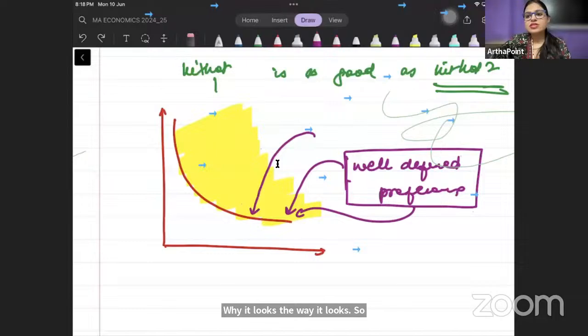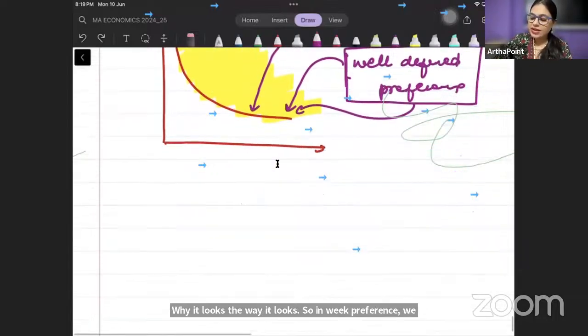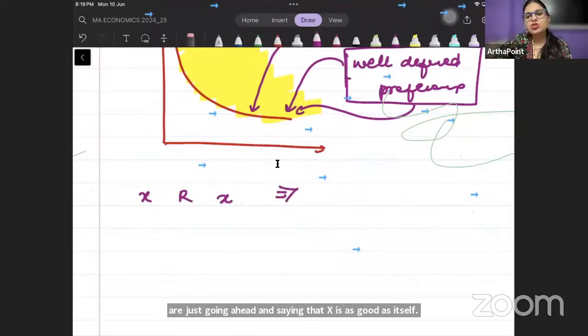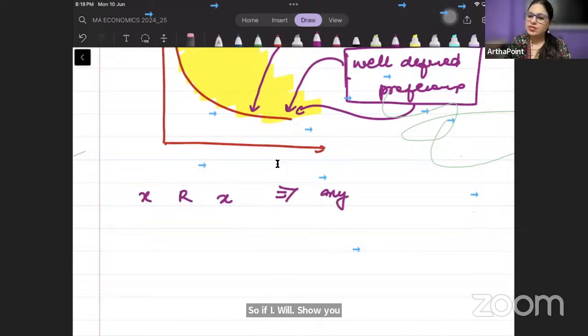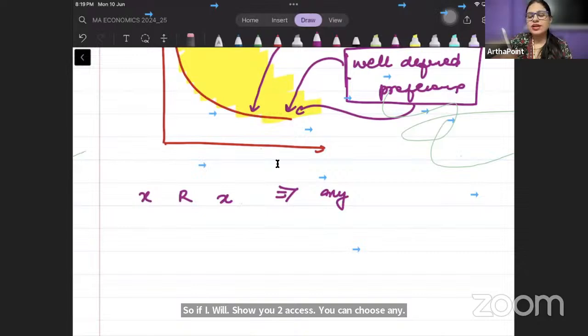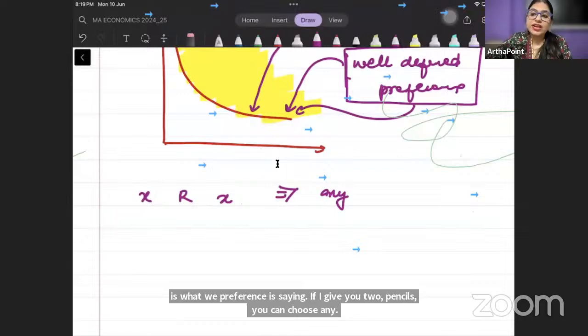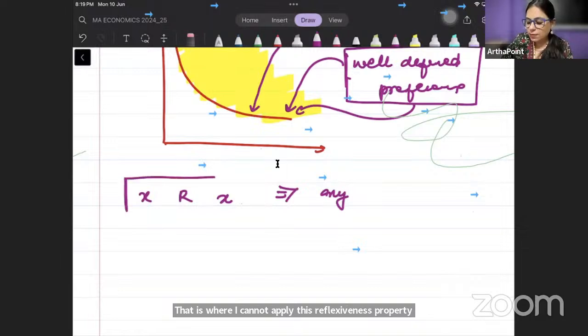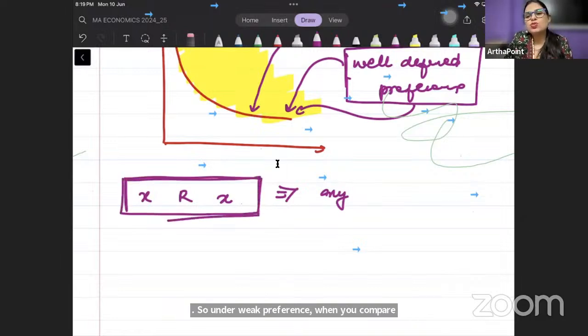So in weak preference, we are just saying that X is as good as itself. So if I show you two X's, you can choose any. That is what weak preference is saying. If I give you two Nataraj pencils, you can choose any. One is as good as itself, right? But if I give you one Renault pen and some other air gel pen or something else, then the two goods are not the same. That is where I cannot apply this reflexiveness property. So under weak preference, when you compare the same good, you can choose any. Both of them are the same only. That is exactly what it is.